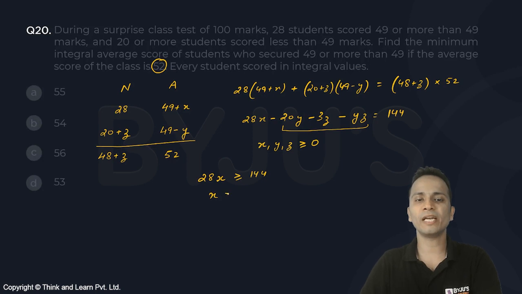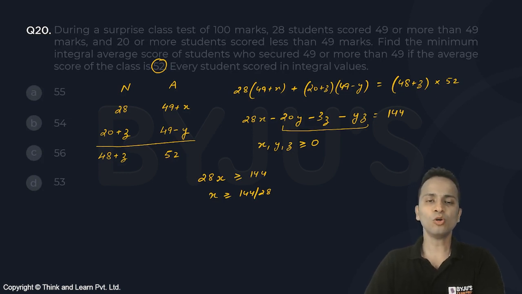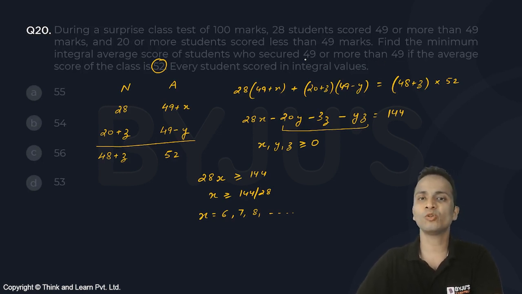So x will be greater than or equal to 144 divided by 28. 144 divided by 28 is 5 point something. So the possible integral values that x can take will be above 5 point something, that will be 6, 7, 8, and so on. Now we have to find the minimum integral average score of the students who have scored 49 or more. That means we have to find the minimum value of this.